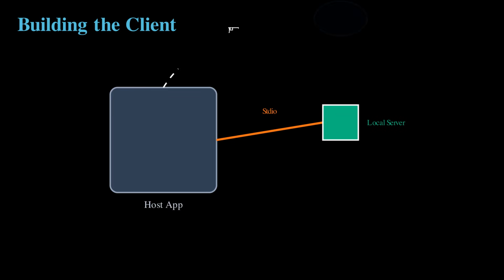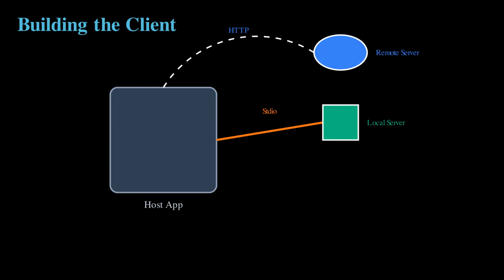In this video, we move from theory to construction. We are going to build the consumer side of the Model Context Protocol. First, we will set up the host application, the vessel that holds our agent. Second, we will wire up the transport layer. You'll learn the difference between connecting locally via Stdio and connecting remotely via HTTP.